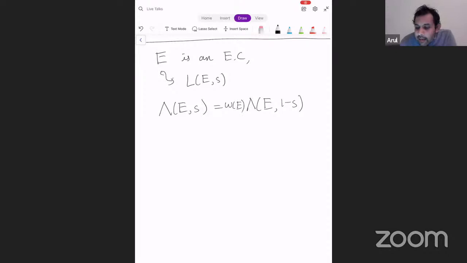Now, what I'm doing here is I'm normalizing the functional equation so that the critical point is at a half. Very often it's normalized so the critical point is at 1, but I'm just renormalizing it so that the critical point is at a half. Okay.